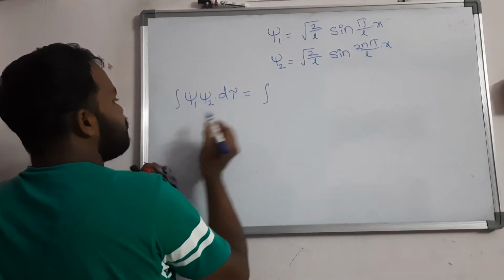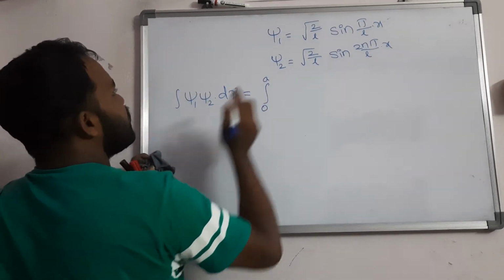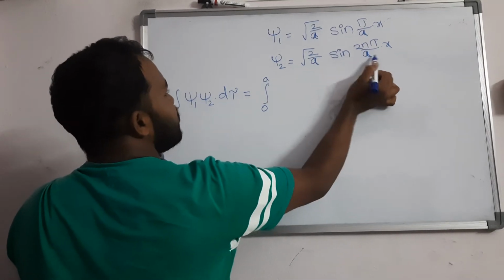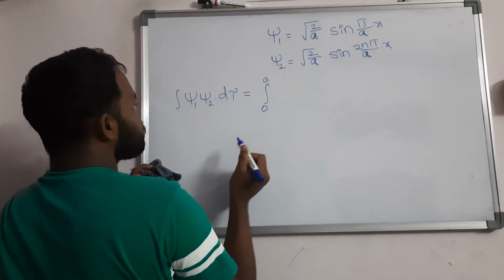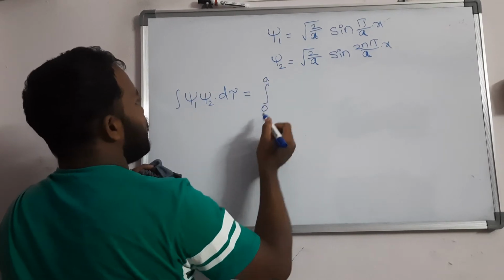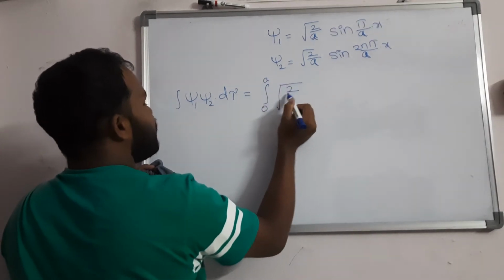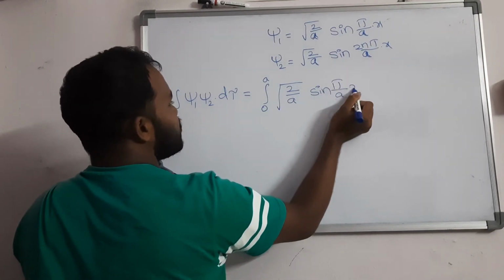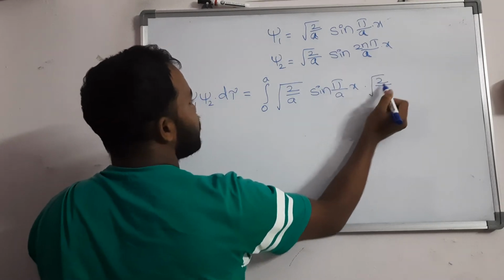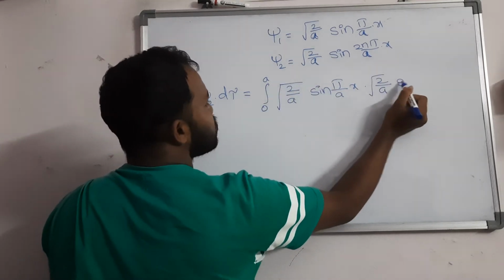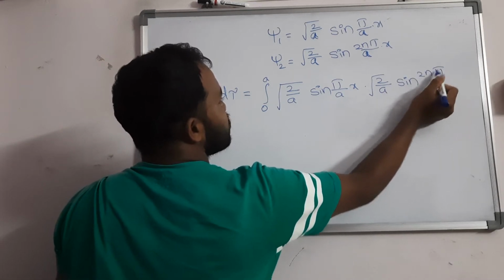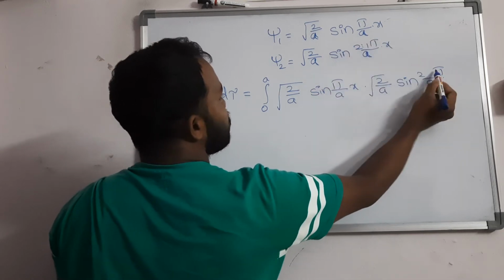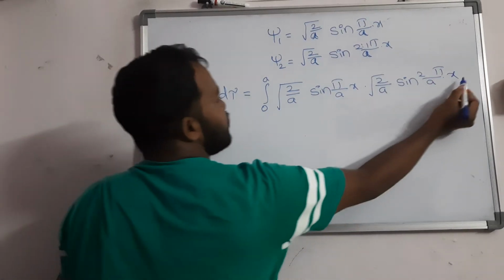Take the integration with limits 0 to a, where the length of the box L is given as a. So the integral from 0 to a of root 2 by a into sin of pi by a into x, into root 2 by a into sin of 2 pi by a into x, dx.